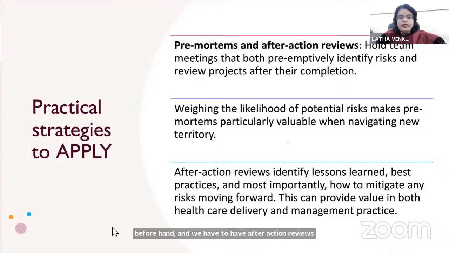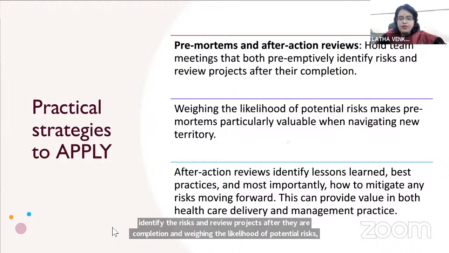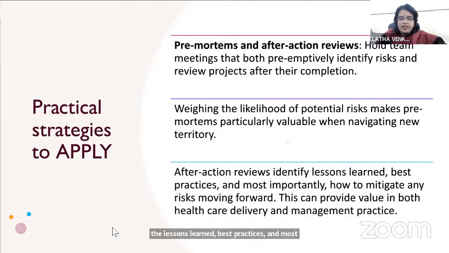So we need to hold team meetings that both preemptively identify the risks and review projects after their completion, weighing the likelihood of potential risks, making the pre-mortem particularly valuable when navigating new territory. And after action reviews identify the lessons learned, best practices, and most importantly, how to mitigate any risks moving forward. This can provide value in both healthcare delivery and management practice.